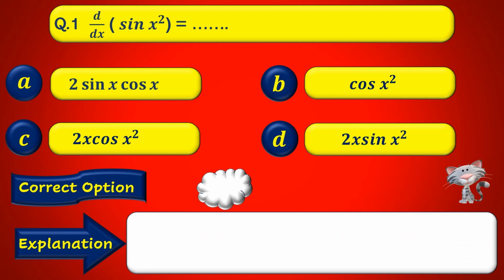Here we find the derivative of sine of x square. The derivative of sine of x square is cos of x square into the derivative of x square, which is cos of x square into 2x. It can be written as 2x cos of x square. So the correct option is option C.